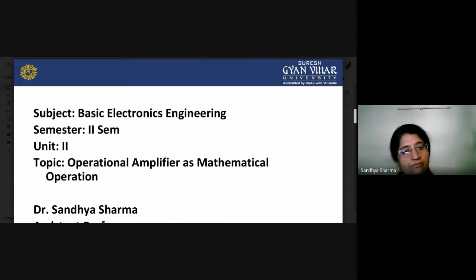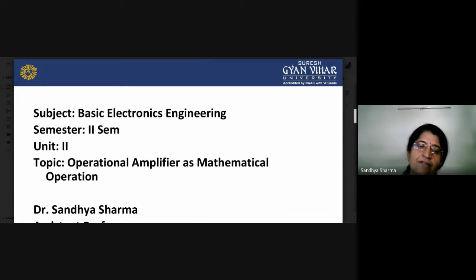Now we will move towards the mathematical operations, and before starting them we will first study the integrated circuit of the operational amplifier. So far we have learned what the operational amplifier is. Now we will see how to construct the basic circuit diagram of the operational amplifier as an integrated circuit. Basically, the operational amplifier is available in the form of an integrated circuit. It is a very important part, so here is a very brief description of the integrated circuit.